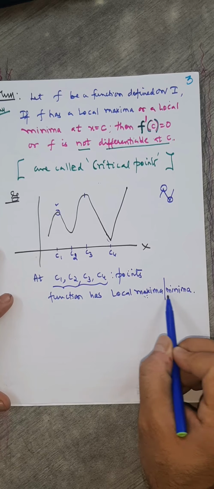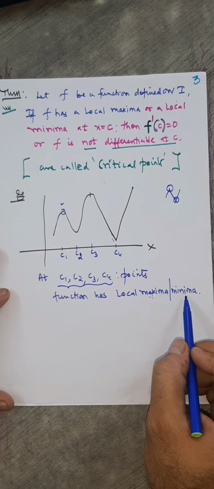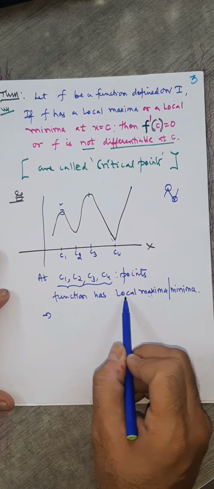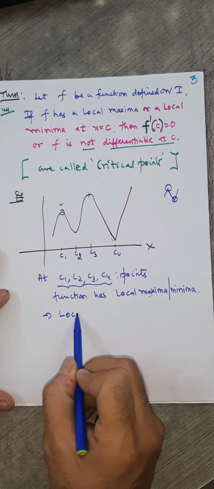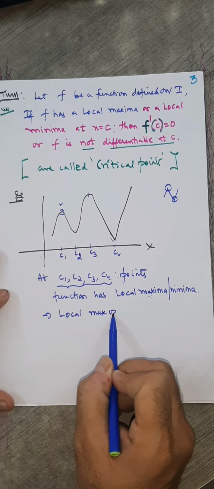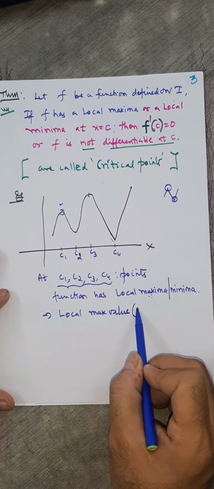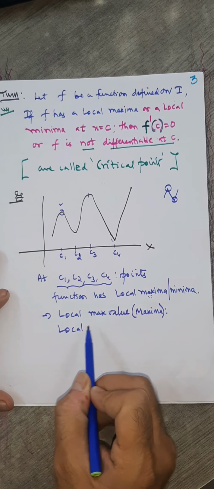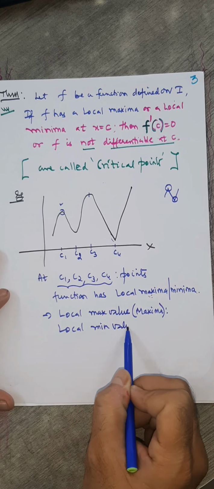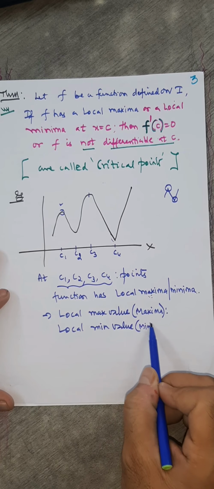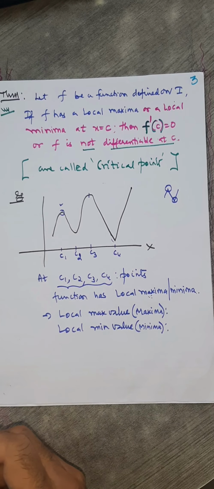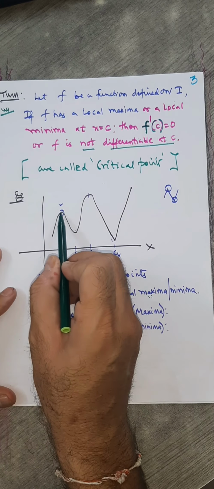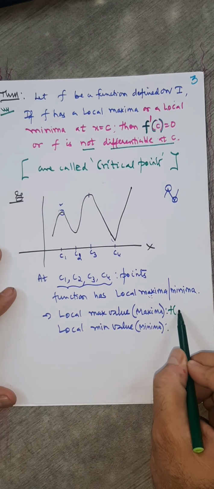Local minima means what? Local minimum value of a function, right? And these local maxima or minima are the local maximum value, and I'll write local minimum value for minima, where the function has a local maximum value. You can see one is at c1, it has a maximum, and that is given by f of c1.